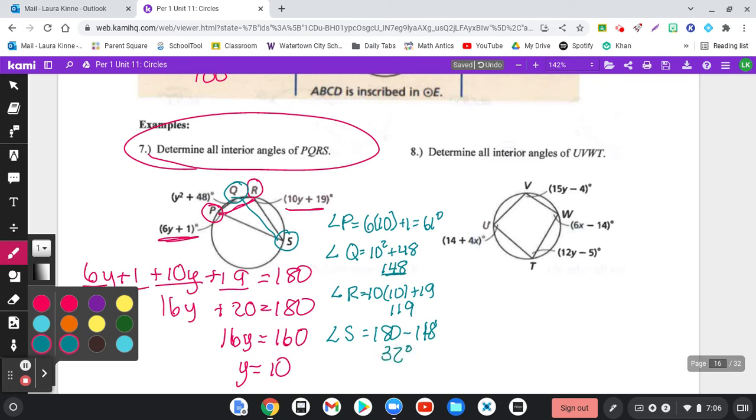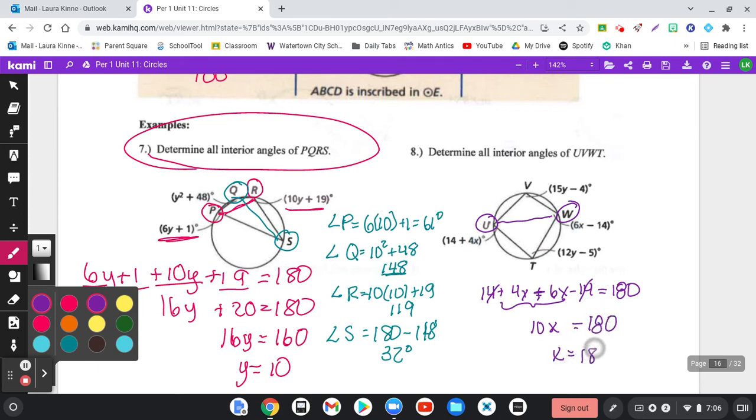The other one has two different variables. You're never going to have them in the same equation. So basically, you're going to have two equations. U plus W equals 180. So 14 plus 4x plus 6x minus 14 equals 180. So we'll solve that one. So we have 10x, 14 minus 14 cancels. So 10x equals 180, divided by 10, x is 18.